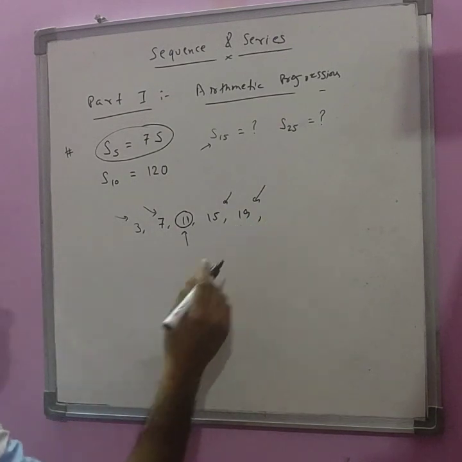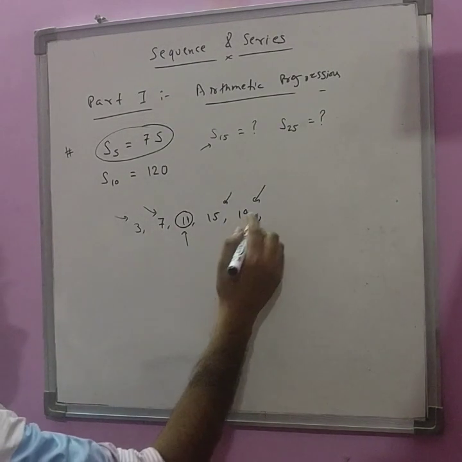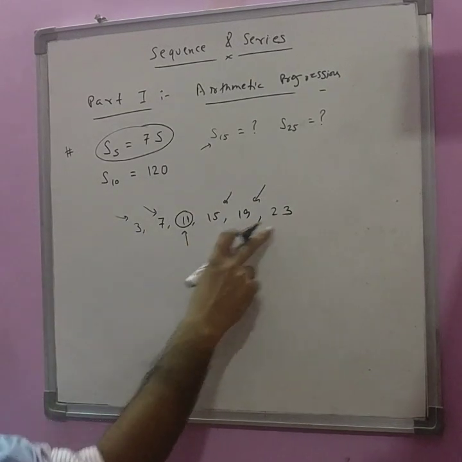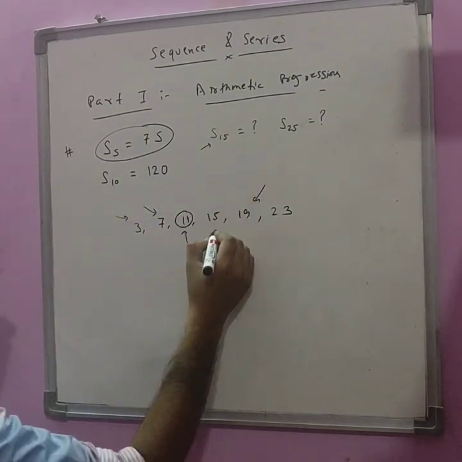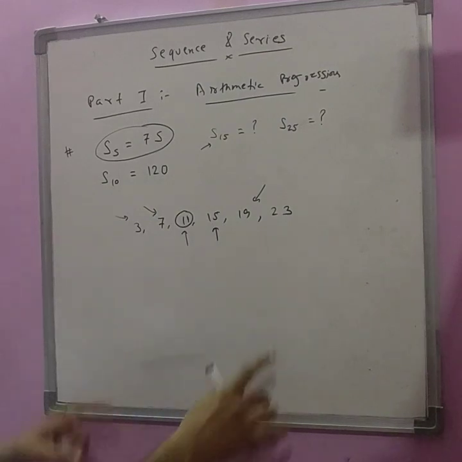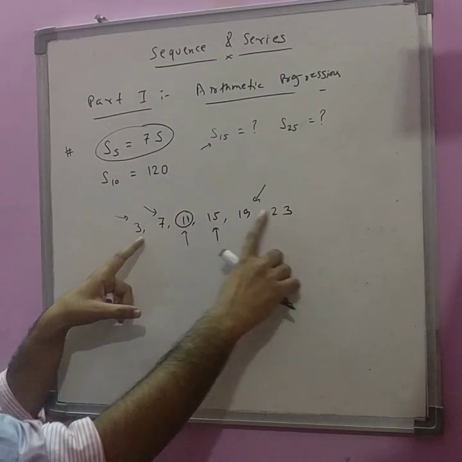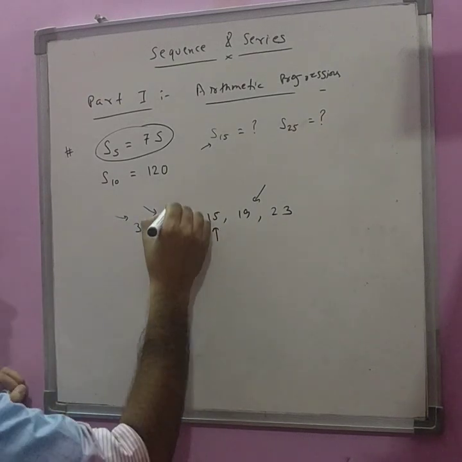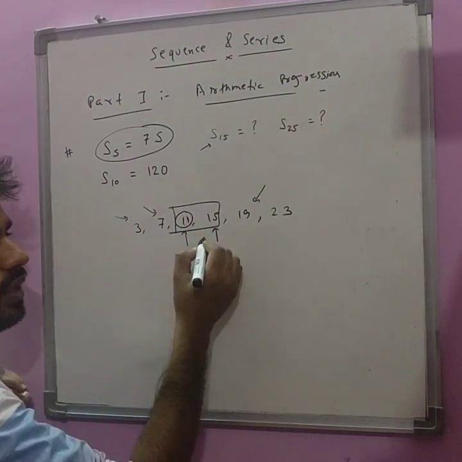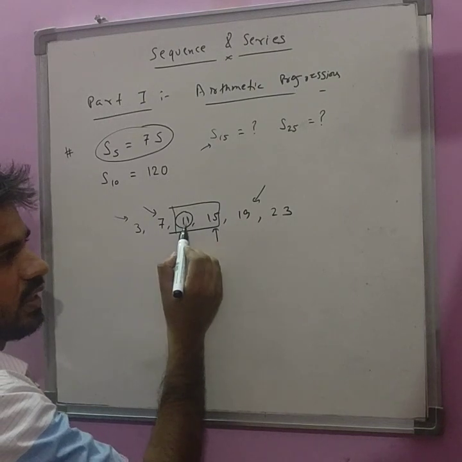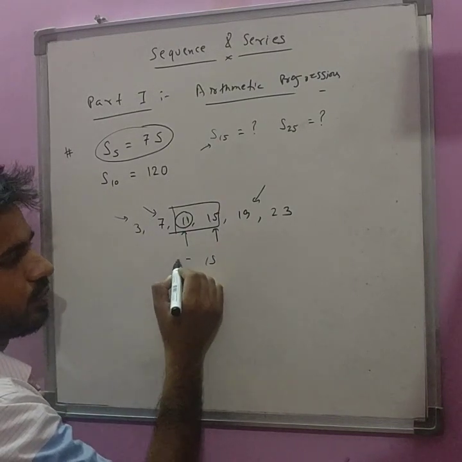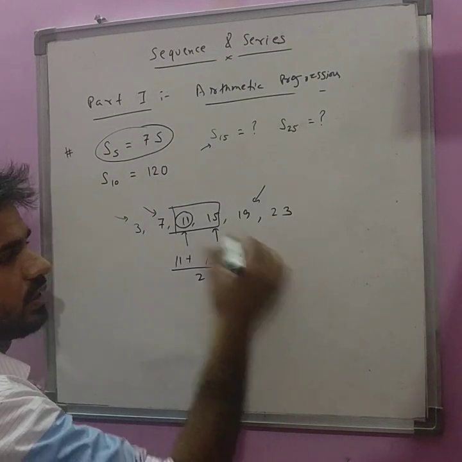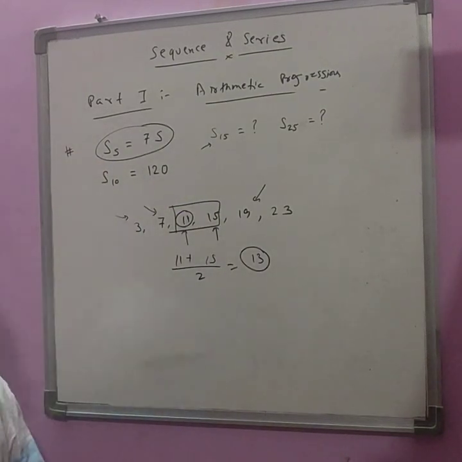Or if the number of terms is even, let us suppose 3, 7, 11, 15, 19, and the next term would be 23, right? So we have an even number of terms, then the average of the middle 2 terms, again first term plus my last term divided by 2, or second plus second last, or third plus third last, and so on. So the average of the middle 2 terms means 11 plus 15 divided by 2. So the average would be what? 13, right?